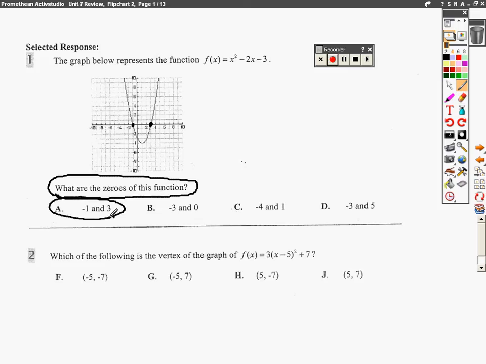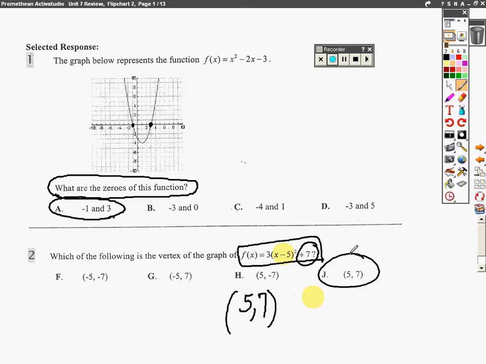Number 2, which of the following is the vertex of the graph? So remember, this is written in vertex form, so it's very easy to find out what the vertex is. All you have to do is look inside the parentheses, and that's going to be where it translates left or right, and it's going to be the opposite. So because it says -5, I know the vertex is at +5, comma, and then this number at the end is going to tell us where it translates up or down, and since it says +7, that means the vertex must have moved up 7. So there is our vertex of the graph, 5, 7, which is J.